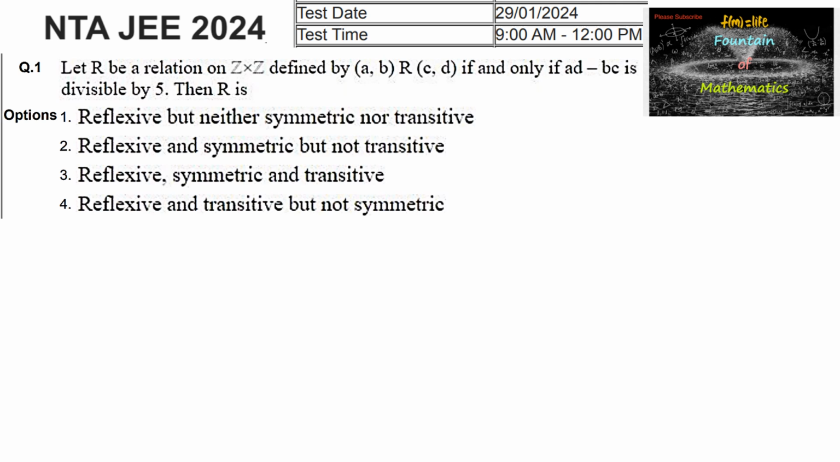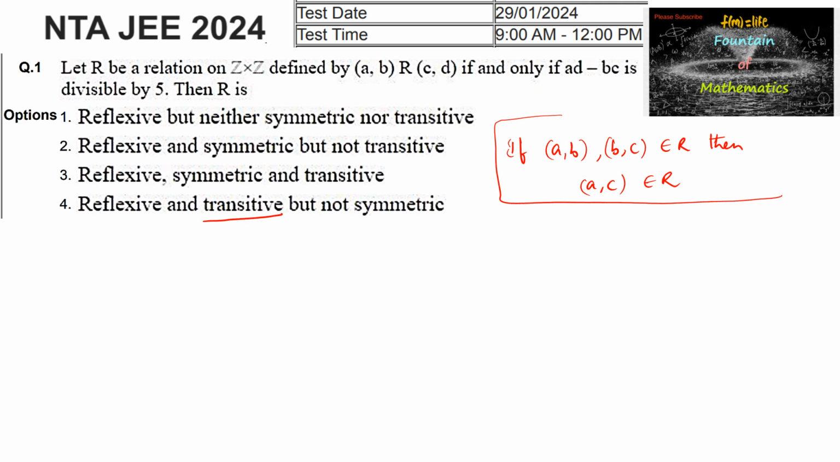And now coming to transitive. The transitive definition says that if (A, B), (B, C) belong to R, then (A, C) must belong to the relation R, and then we can say the relation is transitive. So here let us take an example, because this is not transitive. We need to give one counter example.